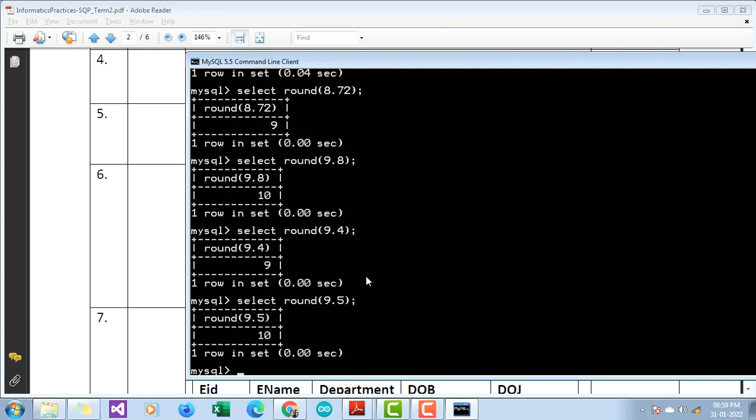Okay, and similarly we have some more functions which work just like round, but with a little difference. Floor, and that is 9.8, just put a semicolon, and if you do this, then also 9. So floor takes you to the lowest whole number. And similarly we have another function called ceil, select ceil 9.8 will give you 10, and similarly select ceil 9.1 will also give you 10.